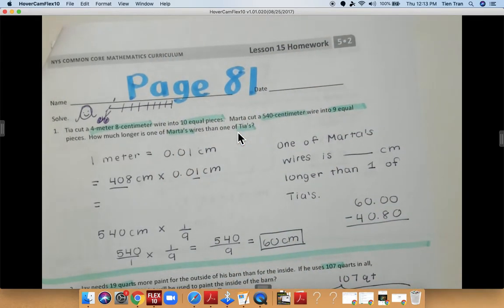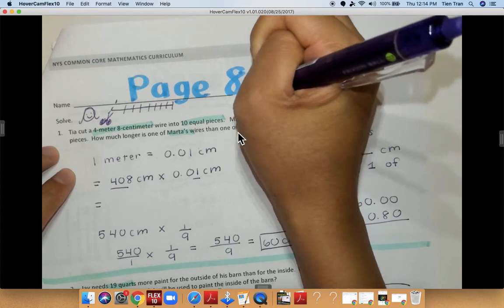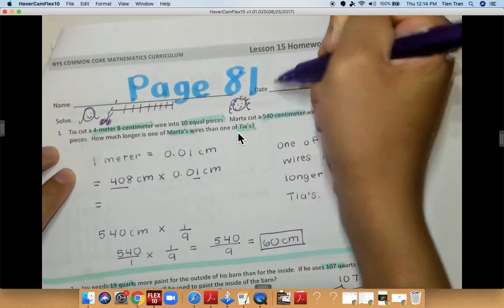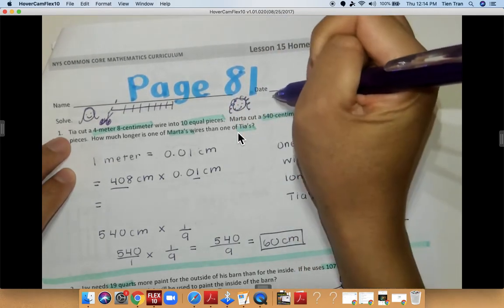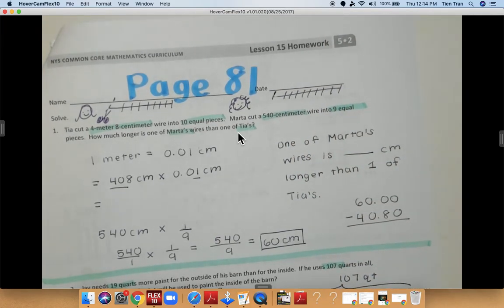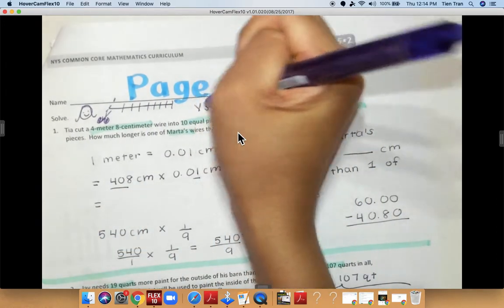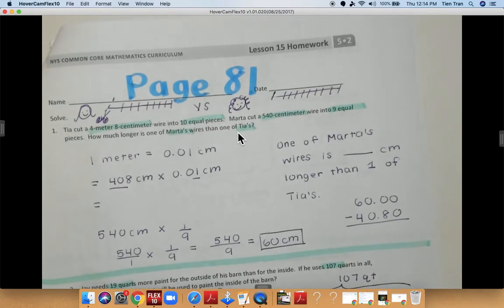And then it says Martha cut a 540 centimeter wire into 9 equal pieces. So there is another person, her name is Martha, and she's cutting them into 9 equal pieces. She's doing the same thing. And I'm wondering how much longer is Martha's wire versus Tia's? So we're comparing these two people together. Now, that's the first thing I did. I pictured in my head what is going on, what are they asking me to do? So they're asking me to compare these two people and their wires. That's what I'm going to do.